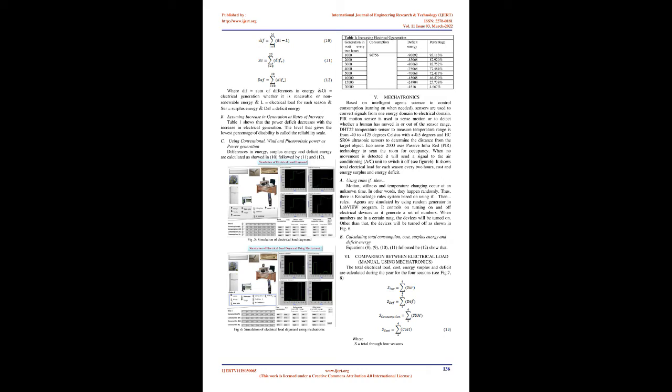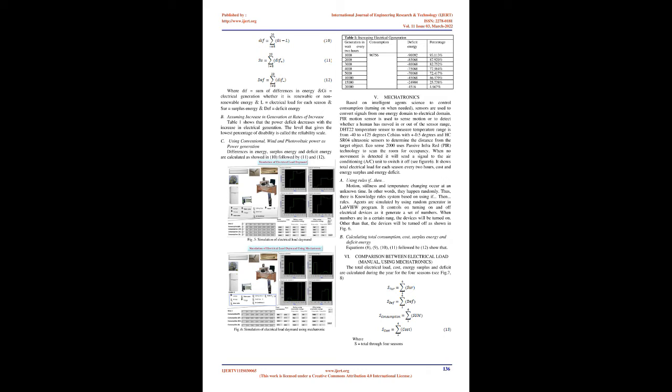Calculating consumption sum and cost. These calculations are done every 2 hours from 8 to 20:00 hours through 4 seasons. Consumption refers to the electricity consumption of individuals in each season. Calculating differences in energy. Differences in energy and deficit times are calculated per season in manual control.